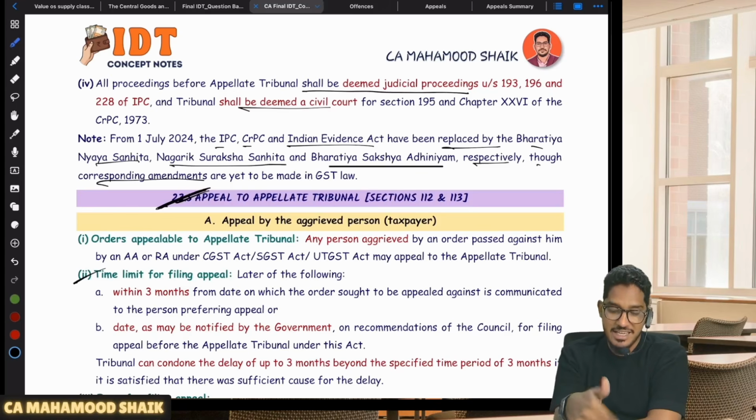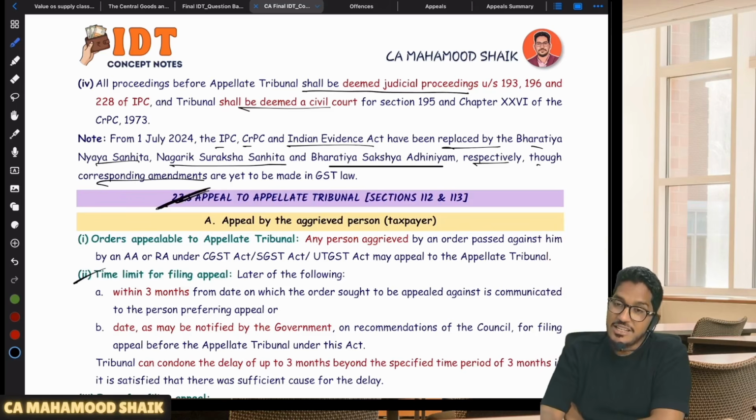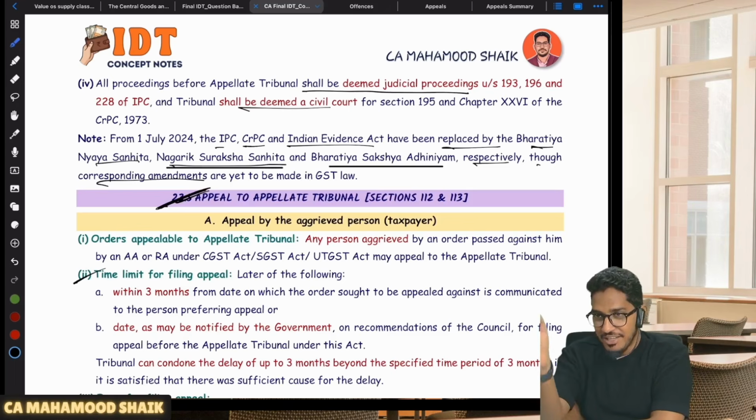So what they are doing is this: the Indian Penal Code, the Criminal Procedure Code. These are all foreign names. We have borrowed from the British Acts. Now they want to Indianize it. So that's why they are converting it. So IPC they have converted to Bharatiya Nyaya Sanhita, and CrPC has been converted to Nagarik Suraksha Sanhita, and the Indian Evidence Act to Bharatiya Sakshya Adhiniyam. Okay. So like that, they have converted the names of the laws. Even though they have converted, in GST they did not make the respective amendments. The next amendment will come. They will give the next amendment. This will be read like this.